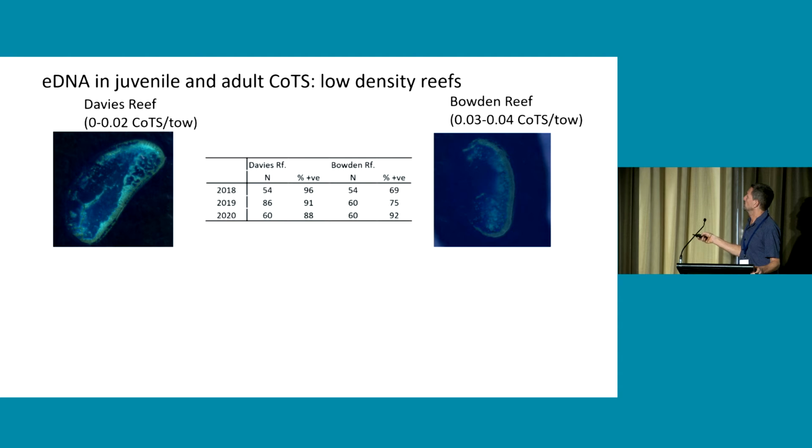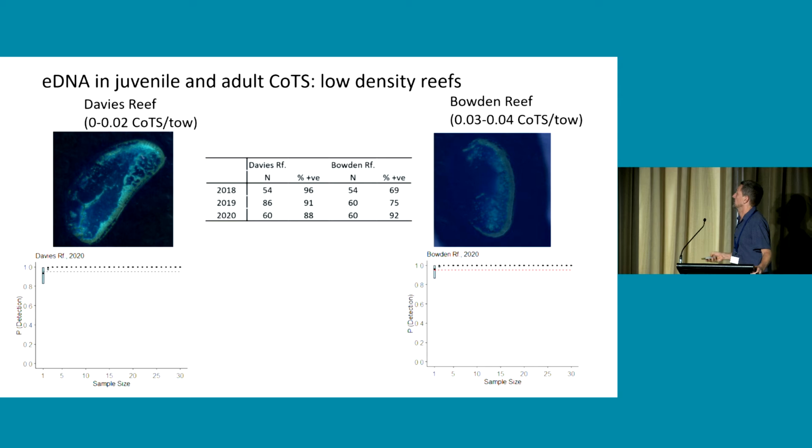So 80 to 90% are positive on Davies Reef and slightly lower, but increasing numbers on Bowden Reef. We can take those data and do a little bit of statistical modeling with it, which is called occupancy analysis. Here the sample size is on the x-axis and the probability of detection on the y. So this models, if you have only one sample taken, how big is your probability of finding a COTS? And then you can multiply it out to what would happen if I take more than one sample.